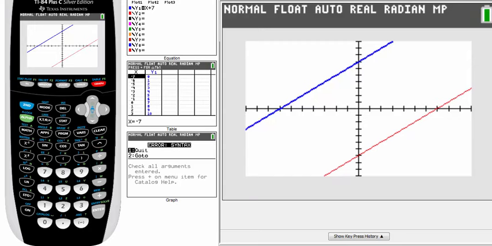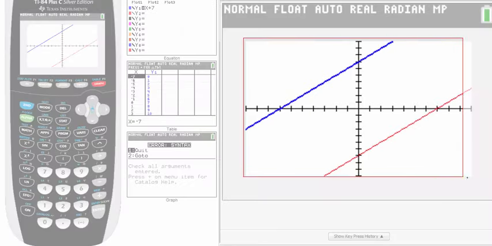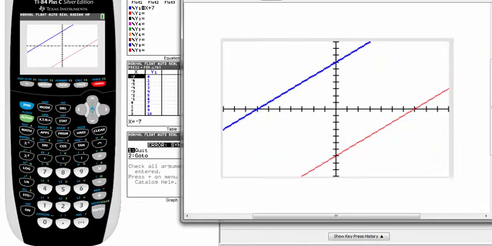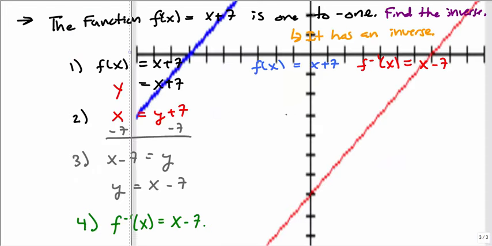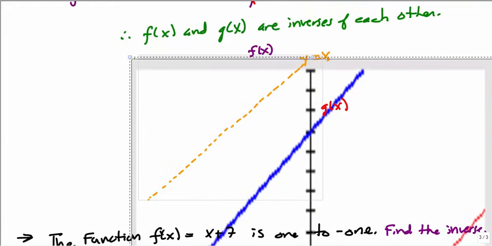So this one looks a little bit different. It doesn't cross in the middle like our last example, but we can see that it's symmetric about the y equal x line. So it's reasonable that the function that I was given and the function that I found are actually inverses of each other.